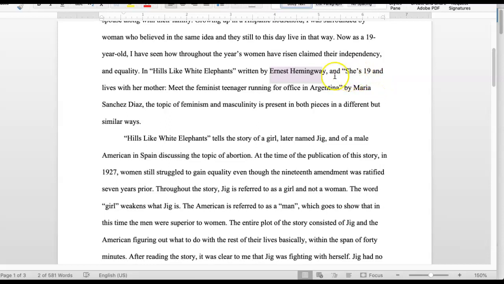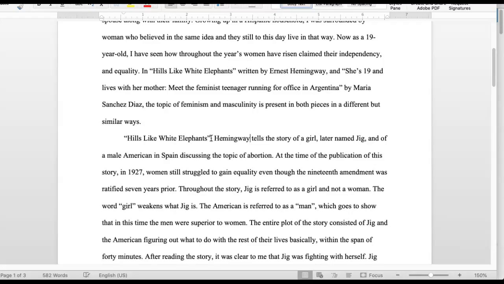So after you've already mentioned the author, the full name of the author, all you have to do is mention the last name from then on. So if she wanted to say, in Hills Like White Elephants, comma, Hemingway tells the story, right, of the girl later named Jig. She literally could have just put Hemingway's name because she's referring to the author. So every time you're referring to the author, you can just use the author's last name and you'll be fine.